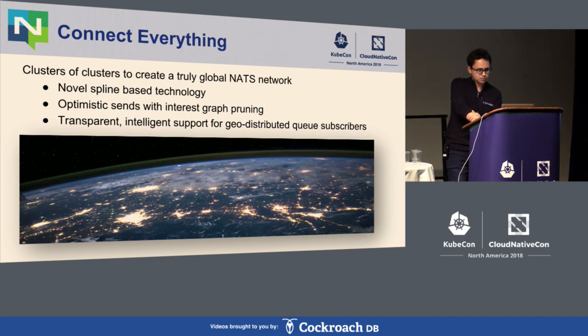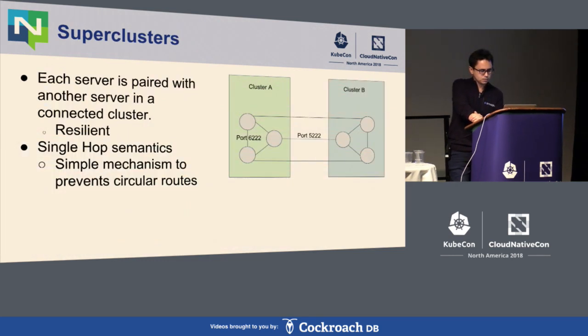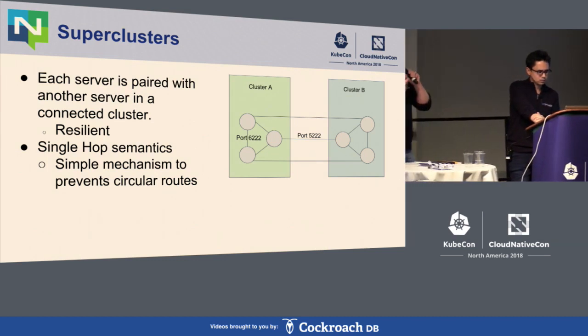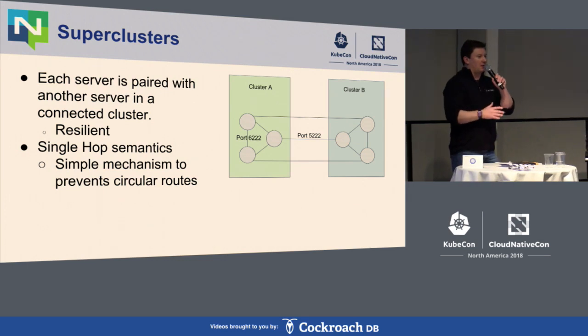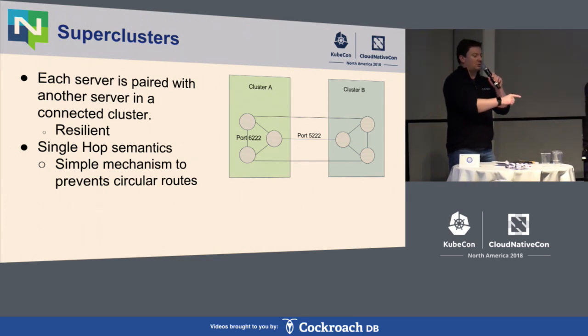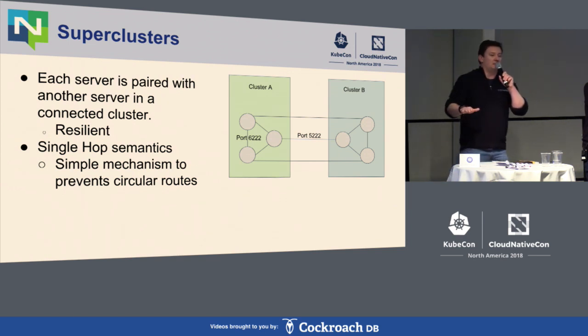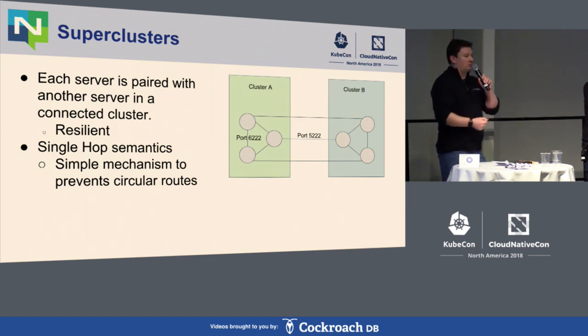Yeah, so this is actually a really cool feature. You network these clusters together, creating super clusters. Internally, we call them gateways. And you can have queue subscribers. We just demonstrated the queue subscribers, where the server will randomly send messages to either subscriber, or however many subscribers you have. Well, now, if they're on different gateways, you have a preference for the local queue subscriber.